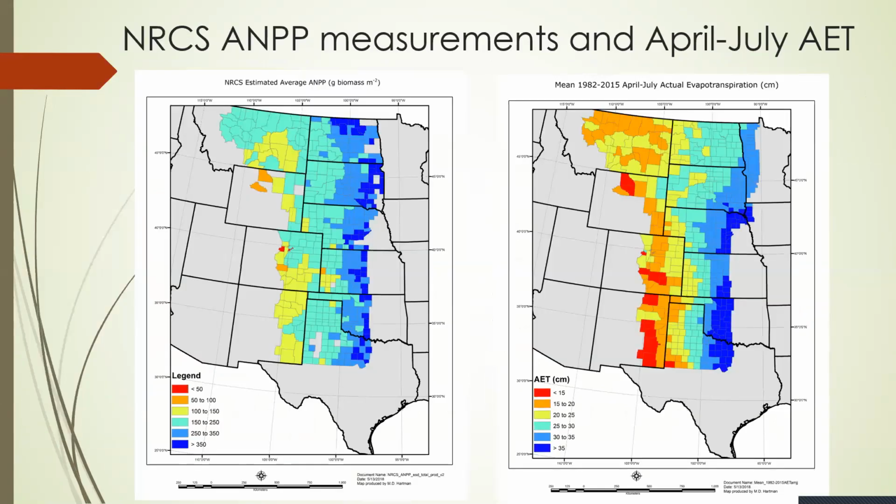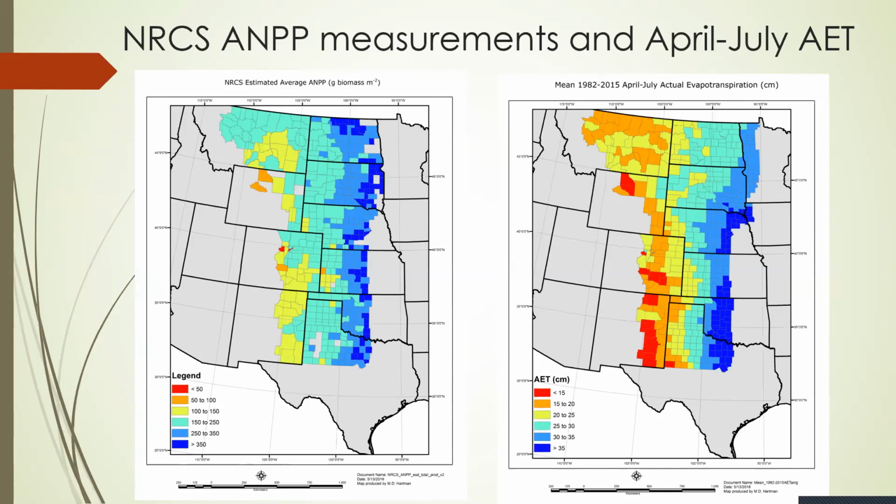All right. One of the other big data sets we used is the NRCS ANPP, above ground plant production data sets. NRCS measures plant production, thousands of observations across the whole country, grasslands. The graph on the left shows the plant production based on NRCS at the county level. And basically you can see there's a north-south pattern. It's higher in the east.